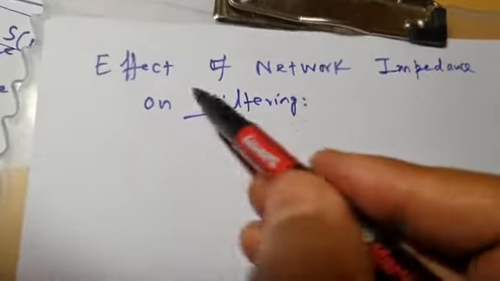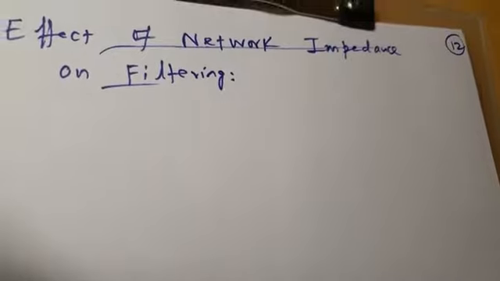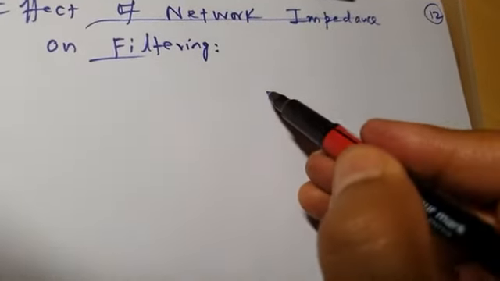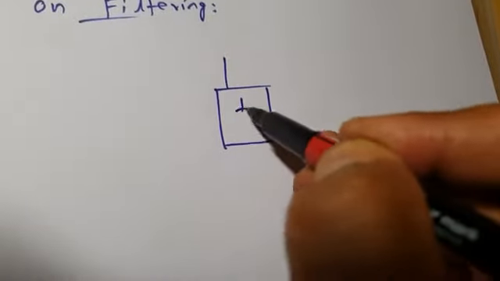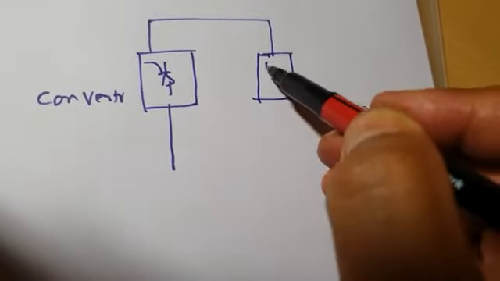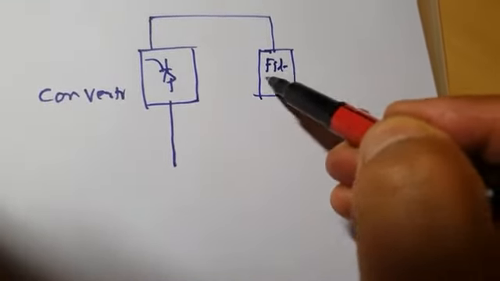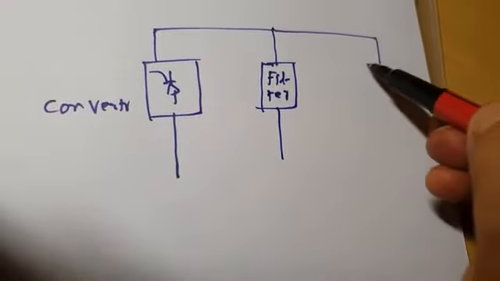When you design a filter, it has a certain impedance. It is connected across your AC network, but your AC network also has some impedance. For example, if this is my converter, and this is the filter, I am connecting the filter across the converter. This is the filter, and this is my AC network.